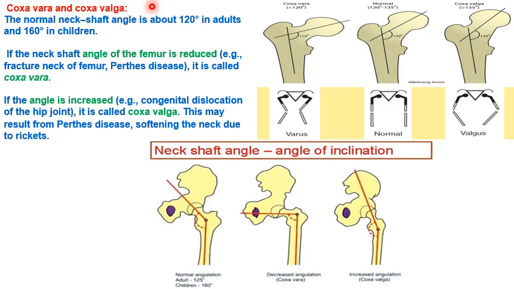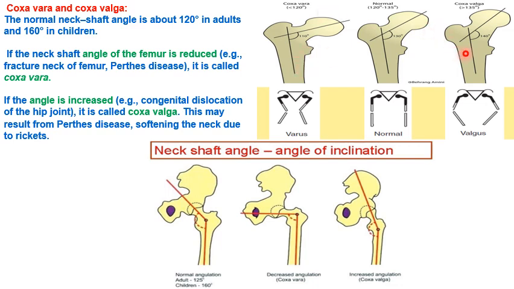So coxa vara and valga are abnormalities in the neck shaft angle, where the normal neck shaft angle of adults is about 120 degrees and in children is about 160 degrees. If the neck shaft angle of the femur is reduced to less than 120 degrees, it is called coxa vara. The angle may be almost 90 to 110 degrees, which is usually seen in fracture of the neck of femur and Perthes disease, where there is softening of the neck also seen.